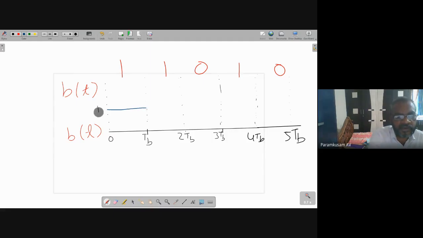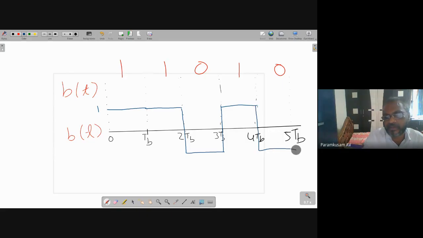So this is 1. Again from TB to 2 TB, again 1. From 2 TB to 3 TB, it is minus 1. Again from 3 TB to 4 TB, again 1. 4 TB to 5 TB, it is minus 1. So this is the waveform of B of t.